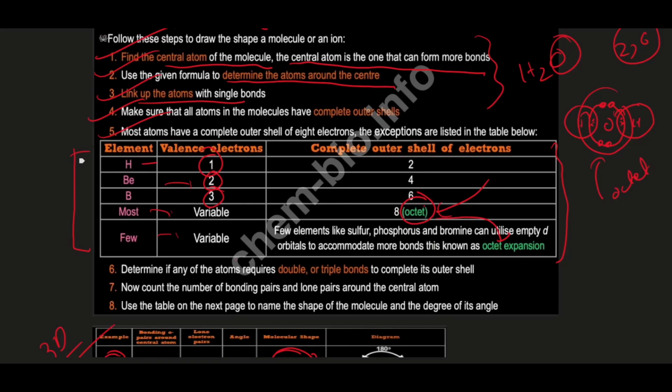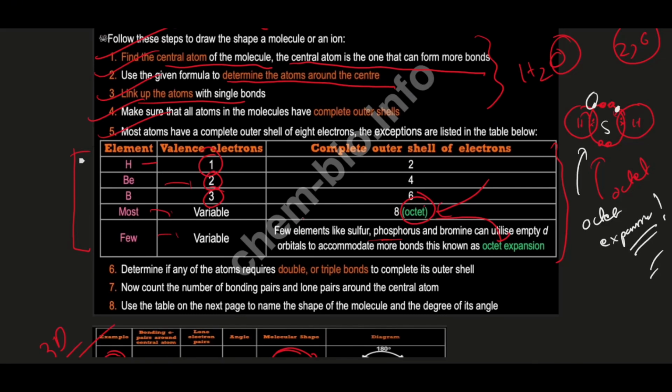But in case of sulfur and phosphorus, there are 2 more electrons. Let's say this is sulfur. Sulfur has more electrons basically. It can happen. I can show you if you want, but I will show you later. If there are two more electrons than 8, just remember that it is known as octet expansion. Am I clear? That's it, nothing else.